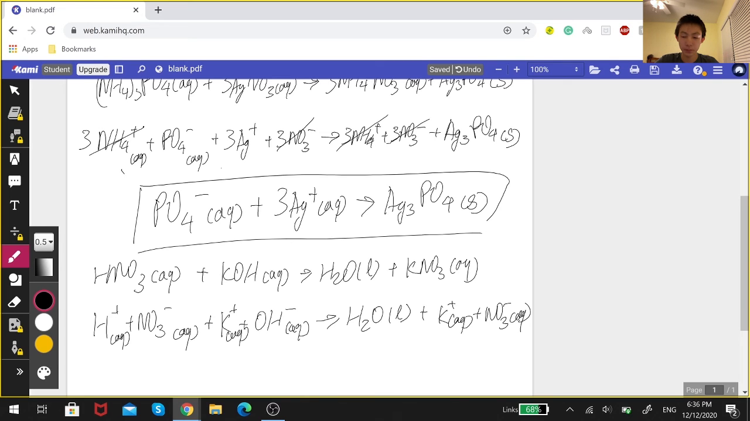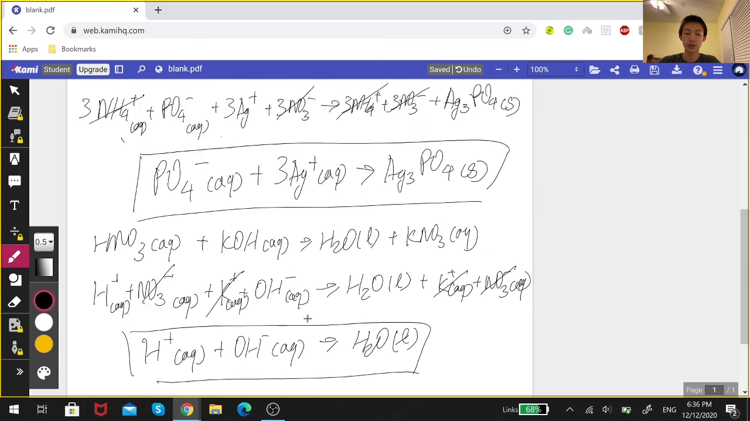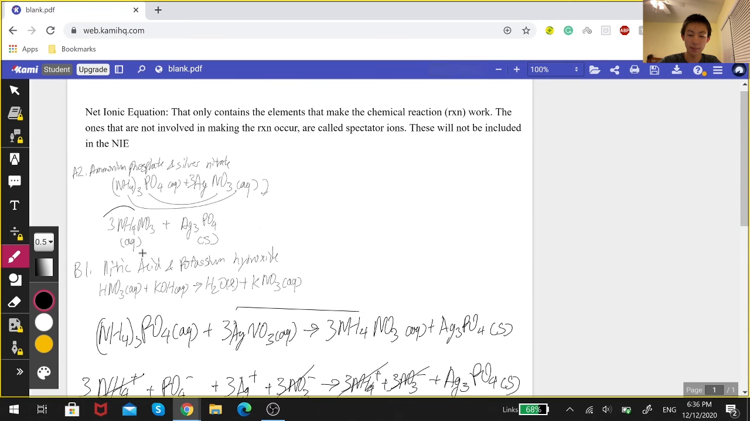Okay, so first, NO3 is not included. K plus is not included. OH is needed to bond with H to make H2O, so we're going to keep the OH. Now, we don't need K, and nor do we need NO3. So our final equation is H plus aqueous plus OH minus aqueous makes our H2O liquid. So this is the net ionic equation for what we had up here.